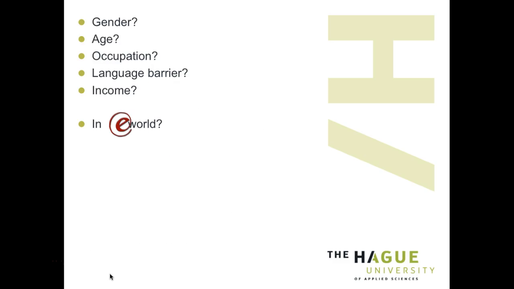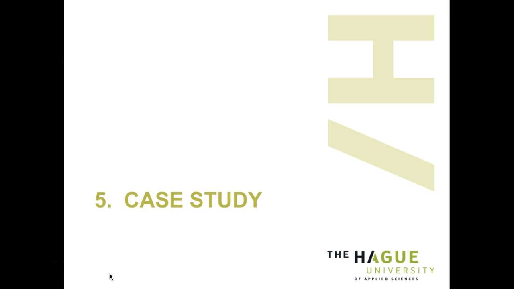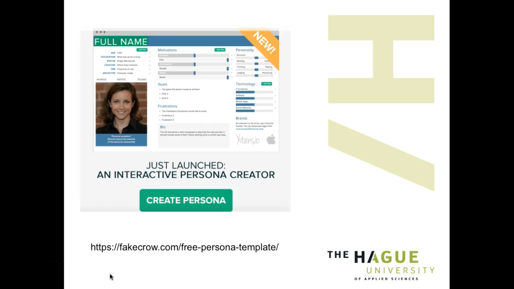Different areas that you'll be using are their gender, their age, their occupation, language barrier, incomes, and how it relates to the e-business world. This might seem familiar as well, target markets and segmentation from your first year marketing. And you'll be creating 2 of these personas for your assignment.